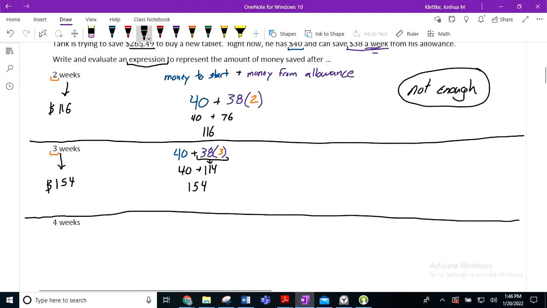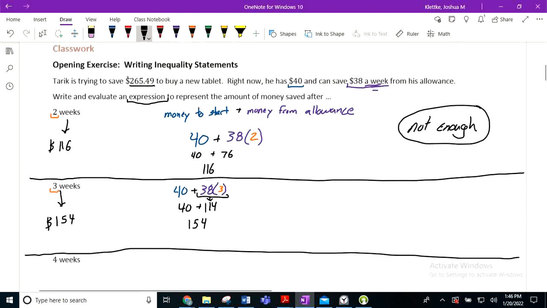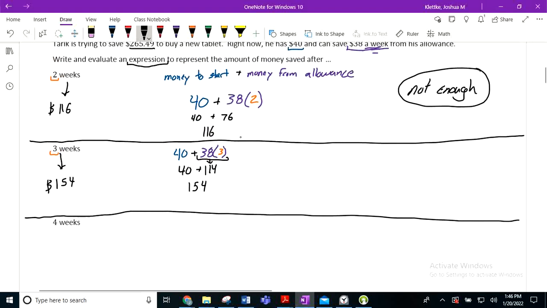And again, he does not have enough for a tablet. He's trying to get that $265.49. So not enough.